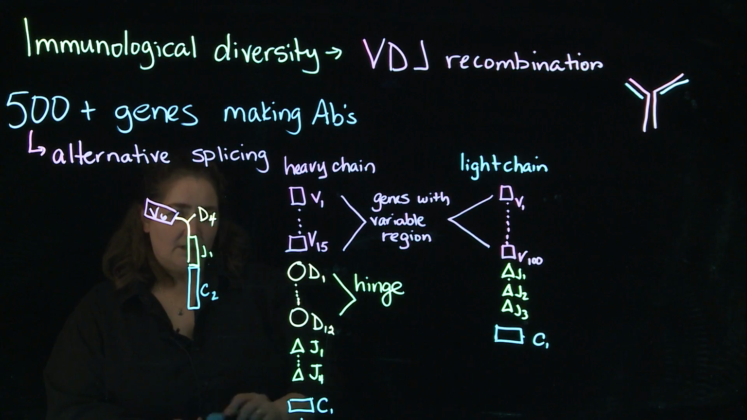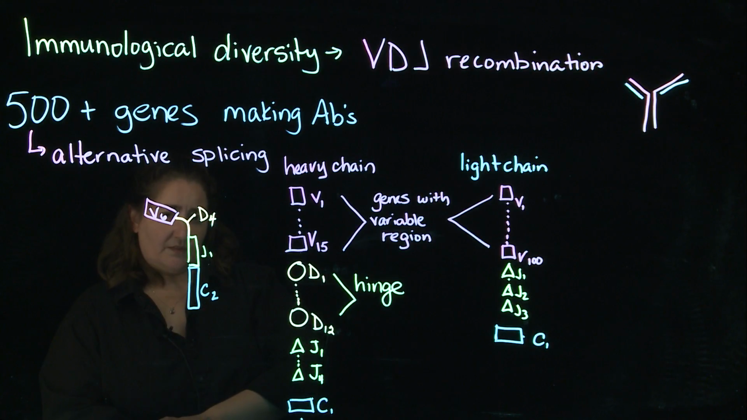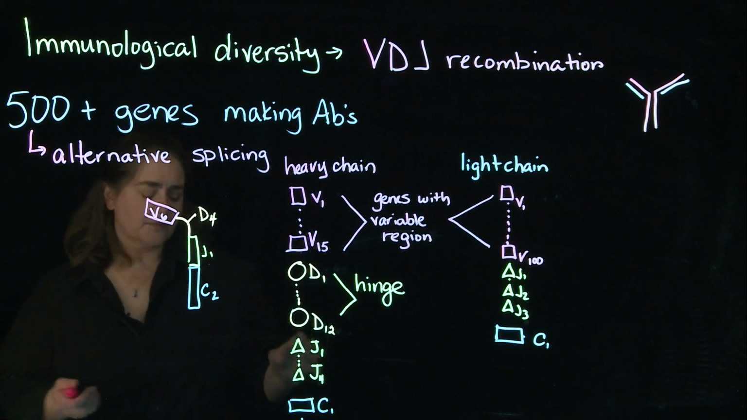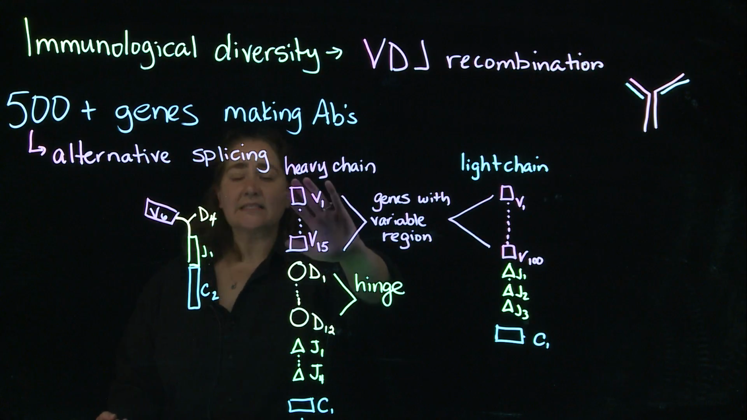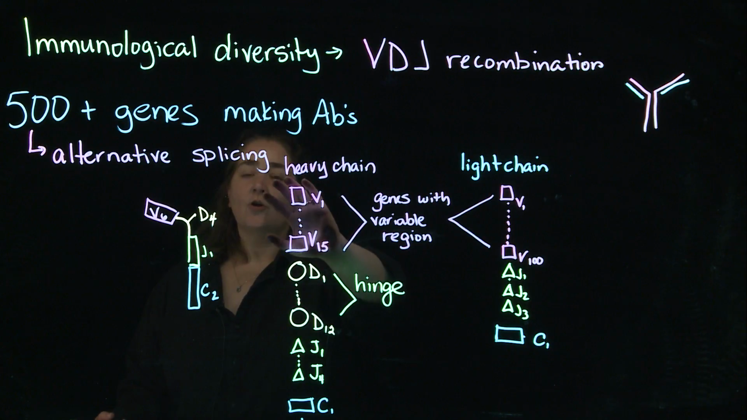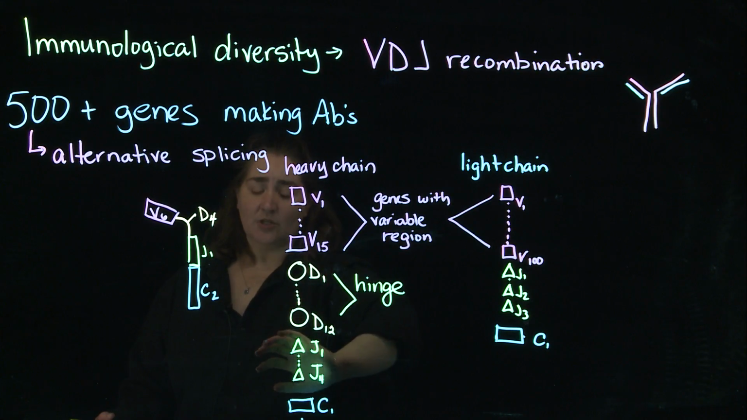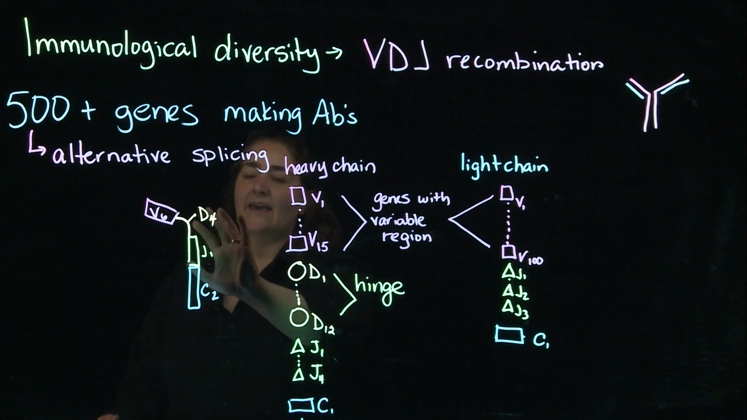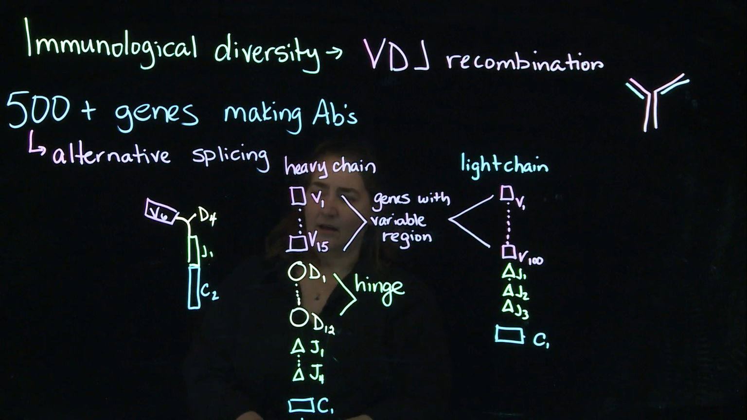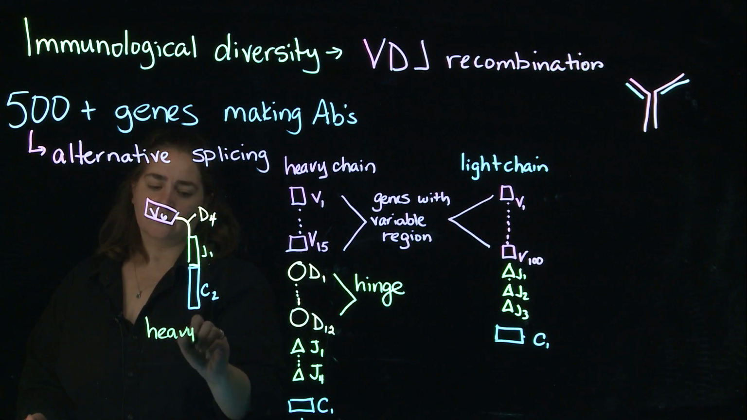All right? So essentially what this does is it makes one heavy chain. What you're doing is splicing together one gene from the variable region, one gene from the D region, one gene from the J region, and one gene from the C region. And that is what makes up your heavy chain protein.